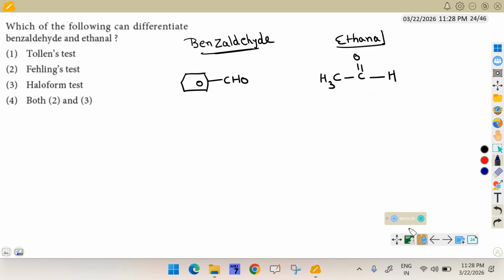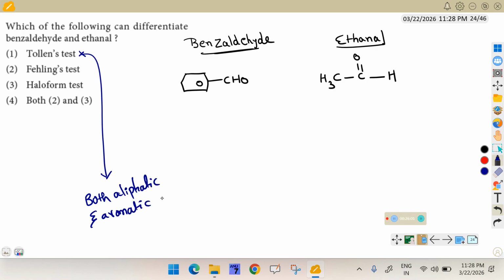Which of the following can differentiate benzaldehyde and ethanol? Tollens test? No. What is the reason? Both aliphatic and aromatic aldehydes give a positive result. So Tollens reagent is not a suitable reagent.